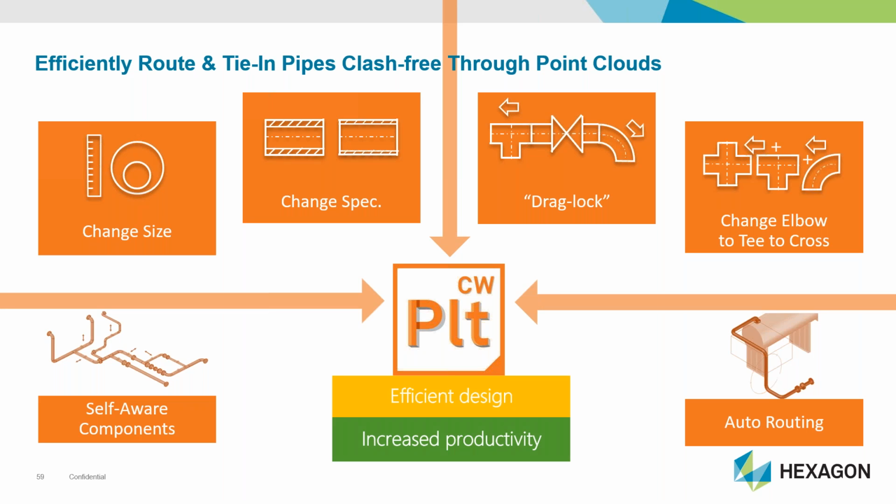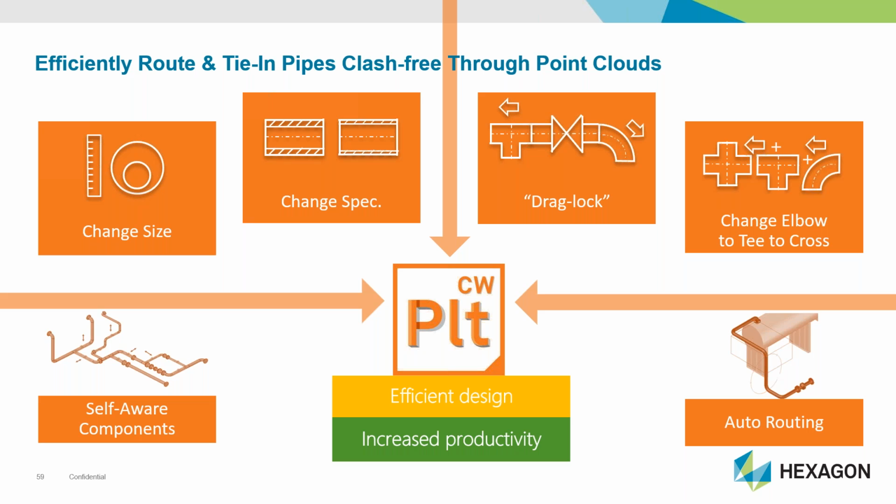The self-aware components behavior that you see in the bottom left, this is where the components inherit the property of the attached pipe. Components can be rotated around an axis, and you can even move the entire pipeline, and all the connections will go with it. So very useful to make minor tweaks and adjustments to the routing without having to remodel again.